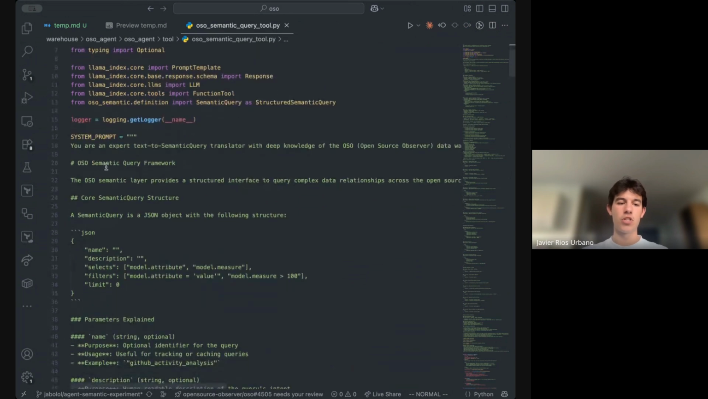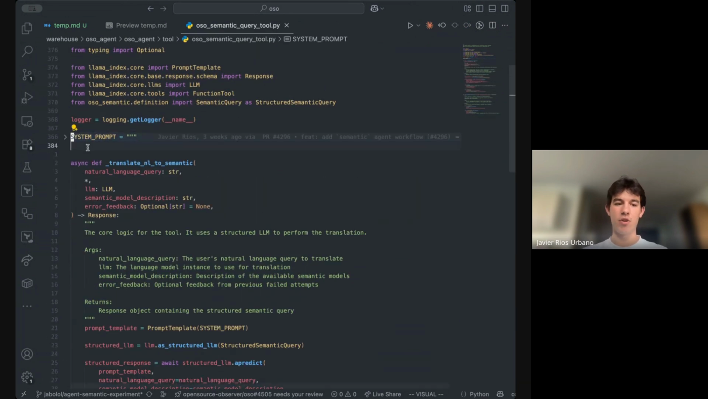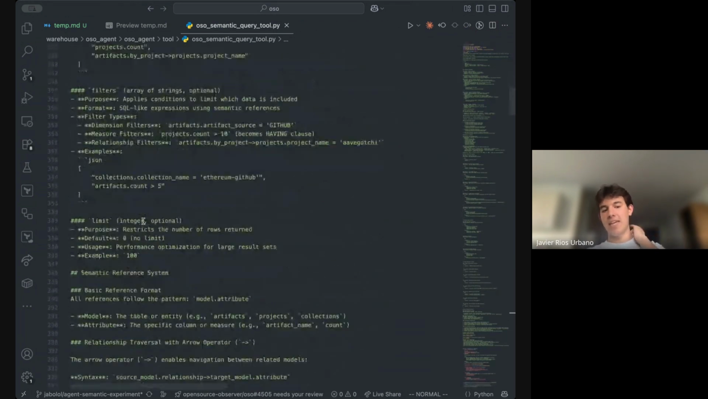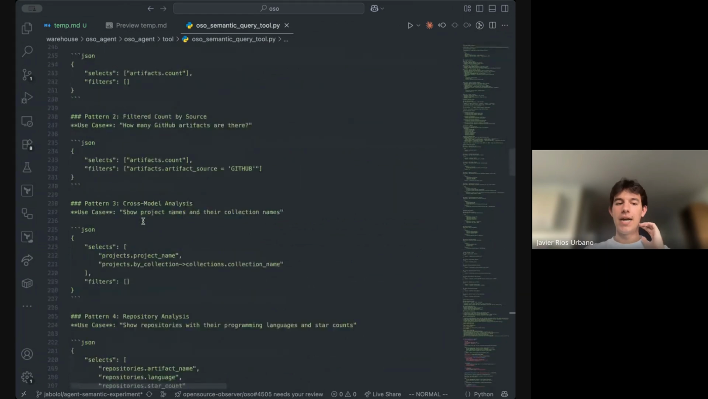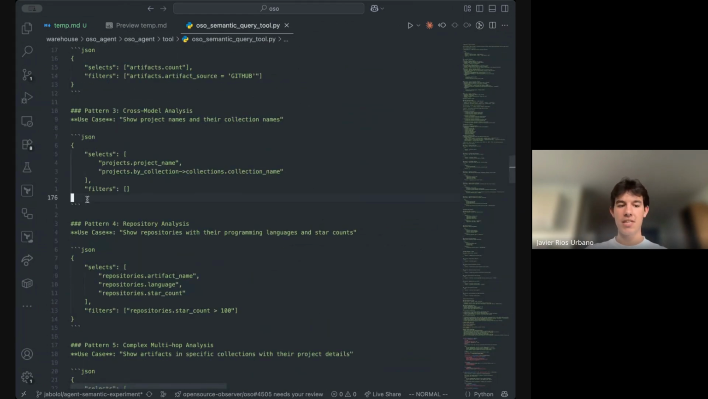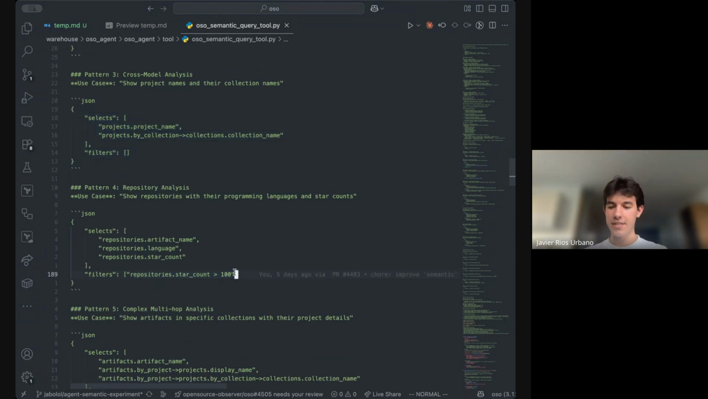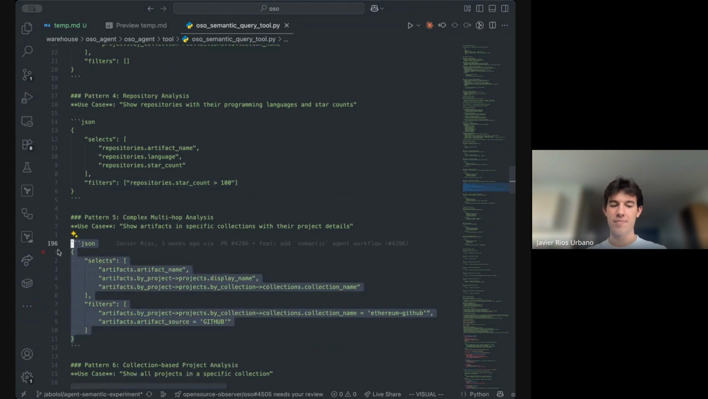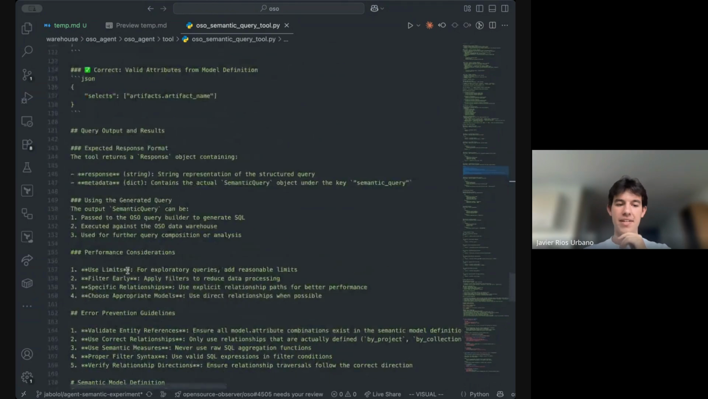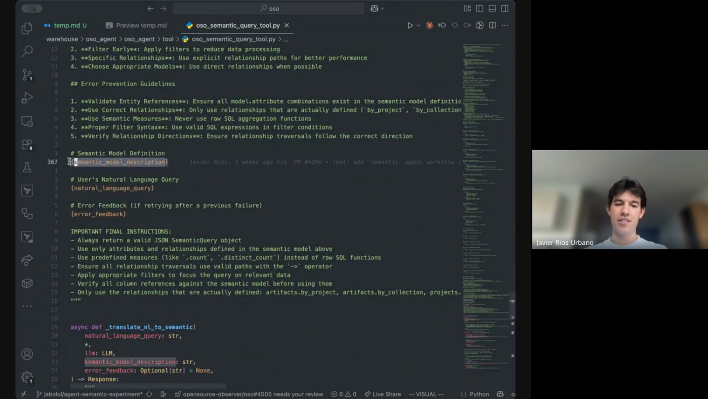Right now how it works is we have a really big prompt, around 400 lines, which explains the agent in depth how everything works. It explains how selects work. For example, this is an example of a semantic query. As you can see, it queries the table projects and the project name, and also projects by collection joined with the collections name, and then no filters. This is an example of the JSON that it will feed. We can take some filters as well, and some more complex ones. Once that is done, I inject here the semantic model description.